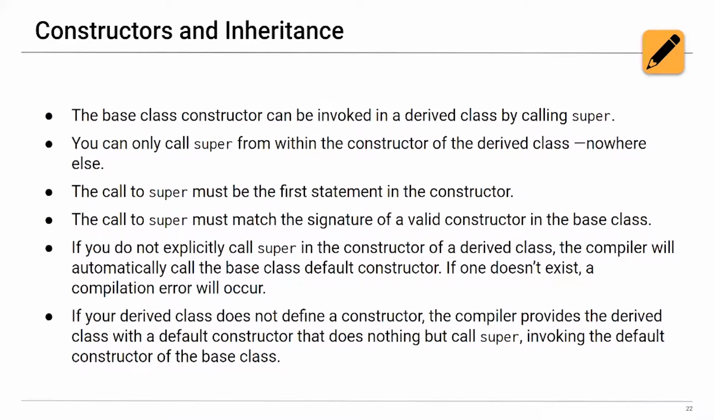Here it is, super. The base class constructor can be invoked in a derived class by calling super. So dog is derived from mammal. You can invoke the constructor of mammal from dog by using this special term called super. Super calls the constructor of your immediate base class. So if you call super in dog, it invokes the constructor of mammal.